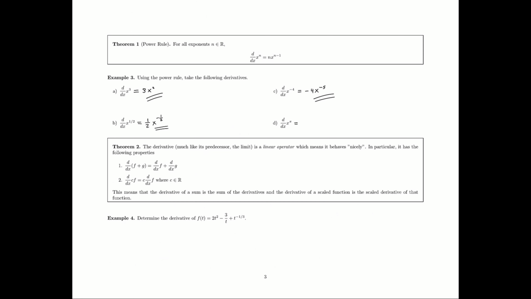For part D, this one's a little bit different. Pi is a real number, right? Pi is a real number, so this would be pi times x to the, there's no nice way to rewrite that. You just have to write it as pi minus 1.